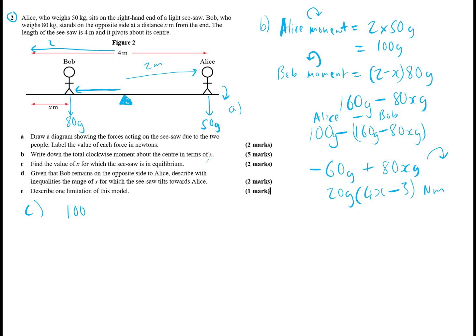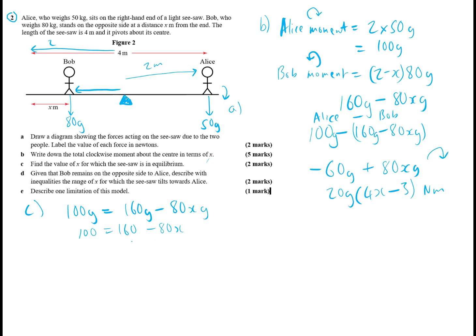So 100g equals 160g minus 80xg. Right here we've got g in every term, so we can just divide out by g to be left with 100 equals 160 minus 80x.